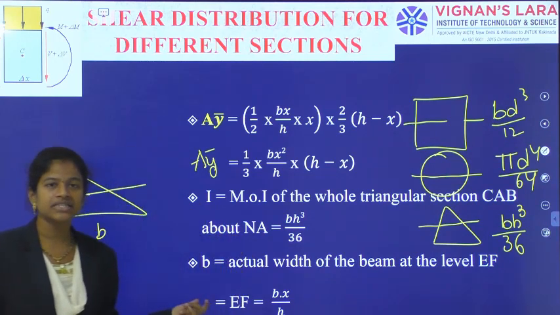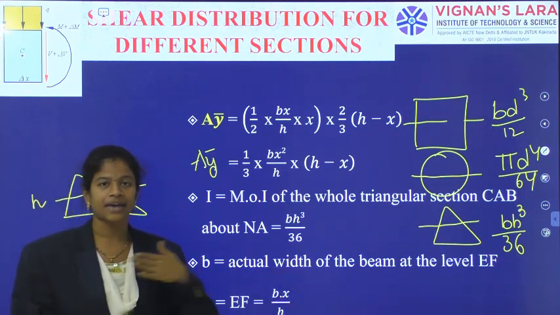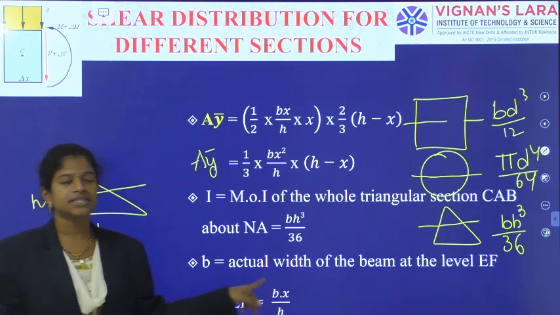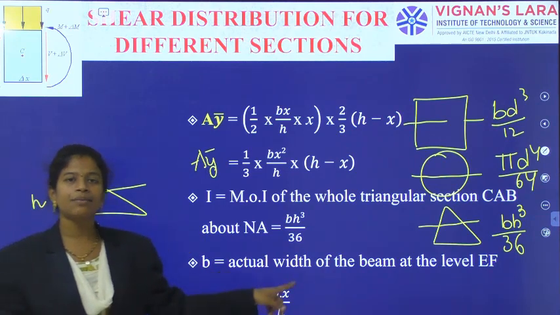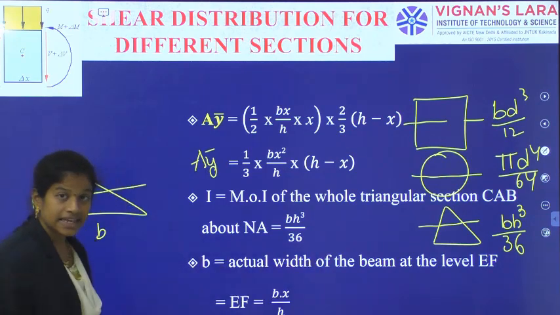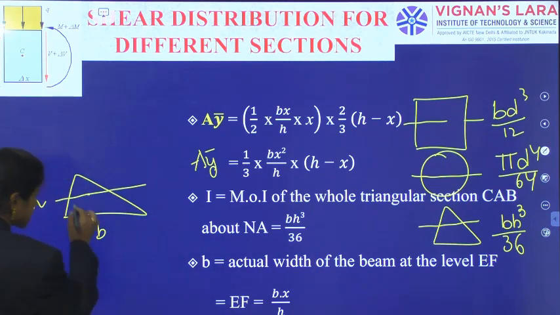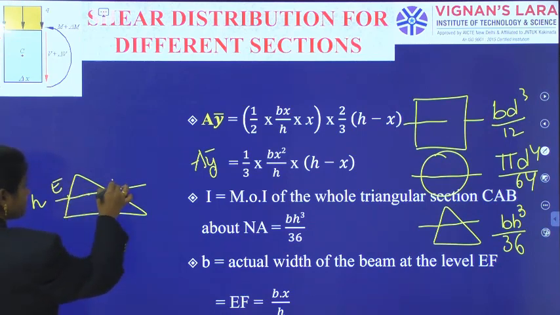So, b is the width of the beam at the level EF. I am calculating the shear stress at level EF. That's why b means the width of the beam at the level EF. That is EF. Just now we have generated EF's answer. So this is EF, right?